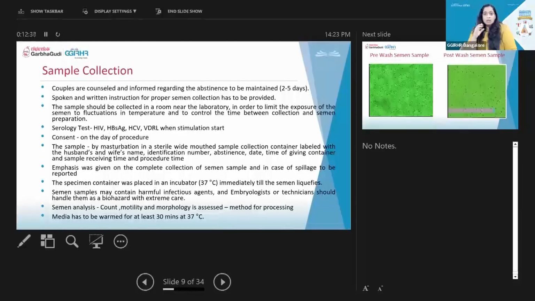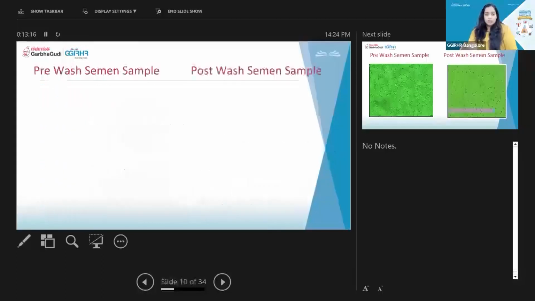Now, the semen sample has to be handled by the embryologist or the technician in such a way that, considering it may contain harmful infectious agents, it should be handled with extreme care and as a biohazard. And the semen analysis has to be done, for example, the count, motility, and morphology can be assessed, based on which the processing technique has to be chosen. For example, the media which needs to be used for the semen processing has to be warmed for at least 30 minutes at 37 degrees Celsius.